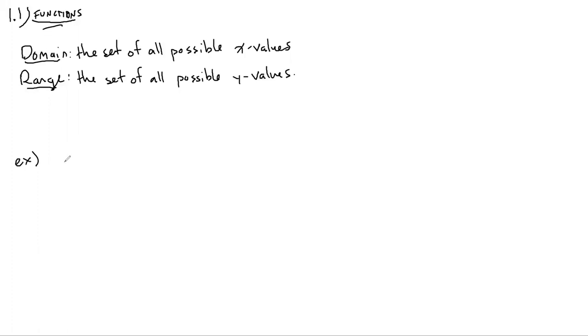So let's say our function f is defined to be this weird list of points: (-5, 2). I'm just making this up as I go. Let's say (0, 7), (3, 1), (4, 2), and let's go with (9, 0). Okay.